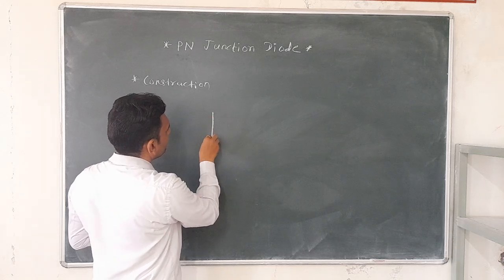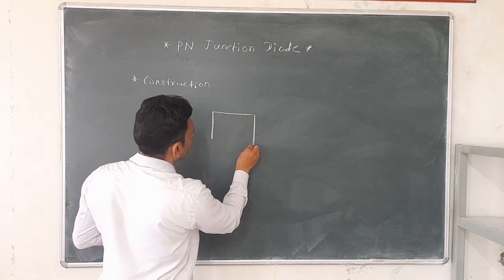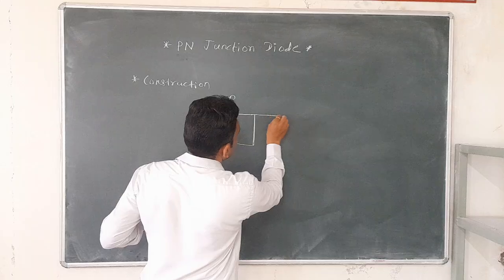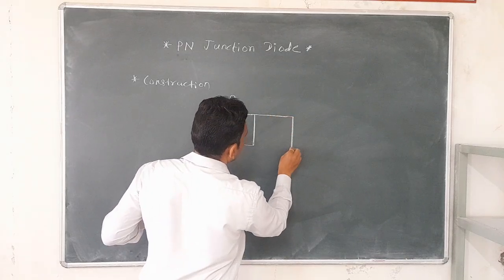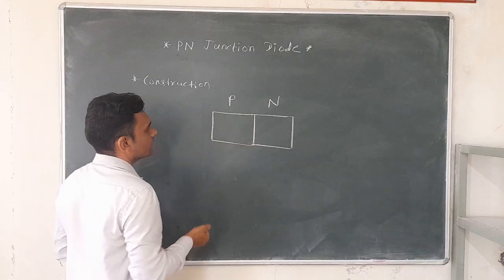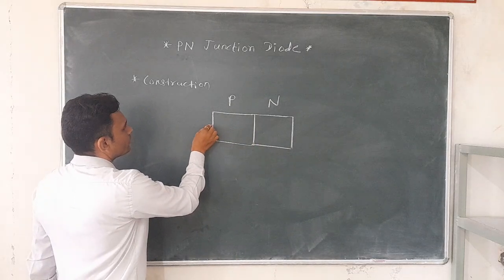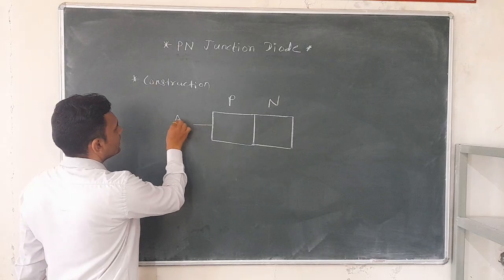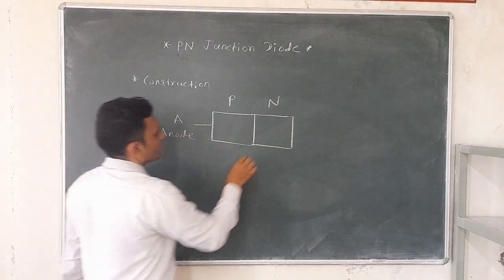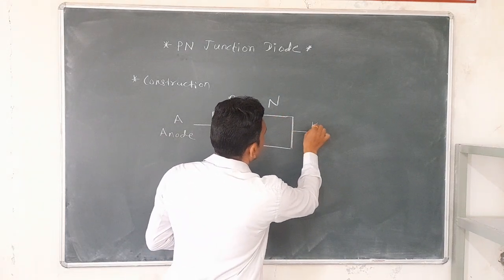When P type semiconductor is joined to N type semiconductor, then a PN junction diode is formed. From the P layer one terminal is taken, called the anode. From the N layer a second terminal is taken, called the cathode.